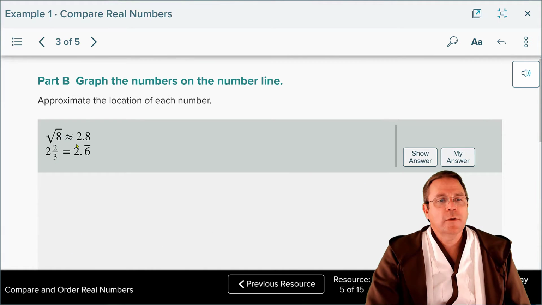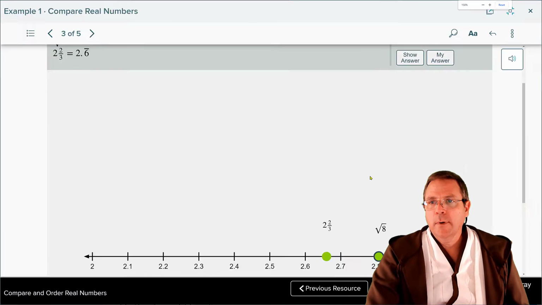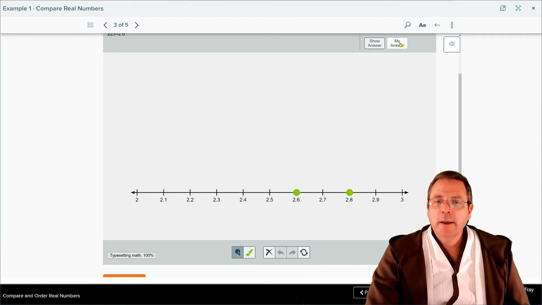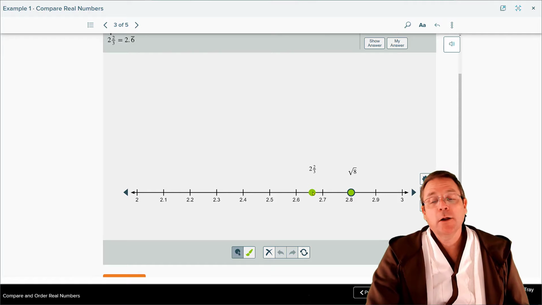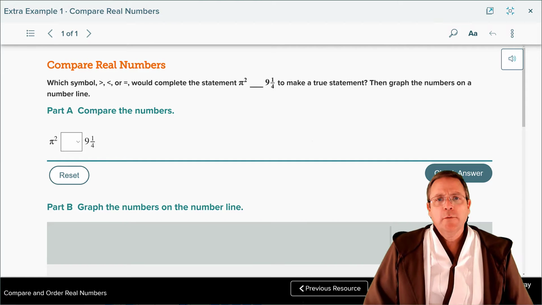Mine is 2.6 repeating. And let's zoom out a little bit here. If I did my answers, you can see compared to their answers, the 2 2/3 would have been 2.66, which would have had it closer to 2.7. So I messed this one up, but I got this one correct. Now it's going to be your turn. Solve this problem and then submit your answer to see how you do.